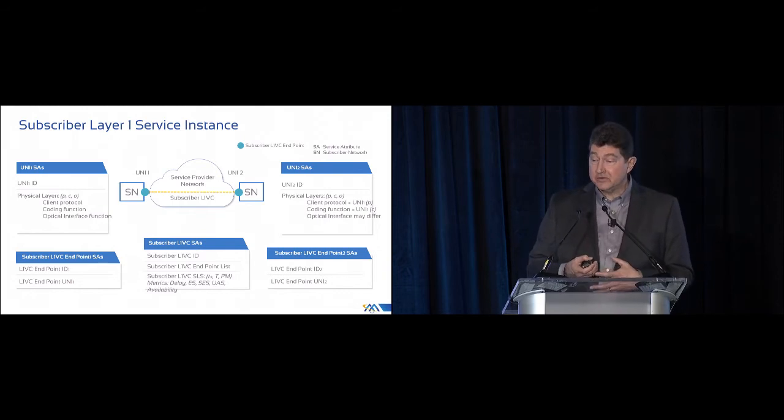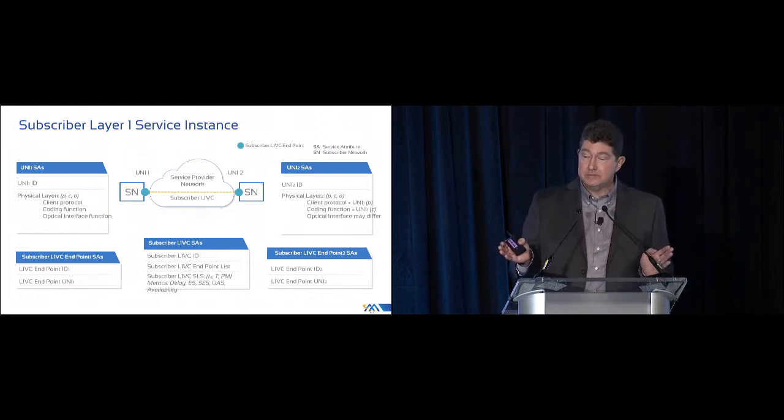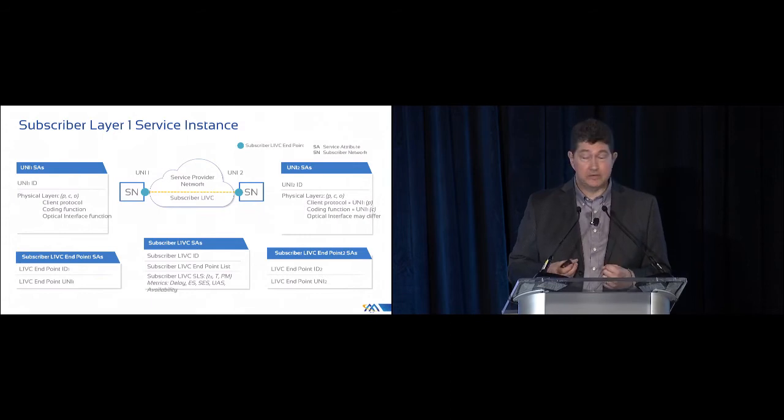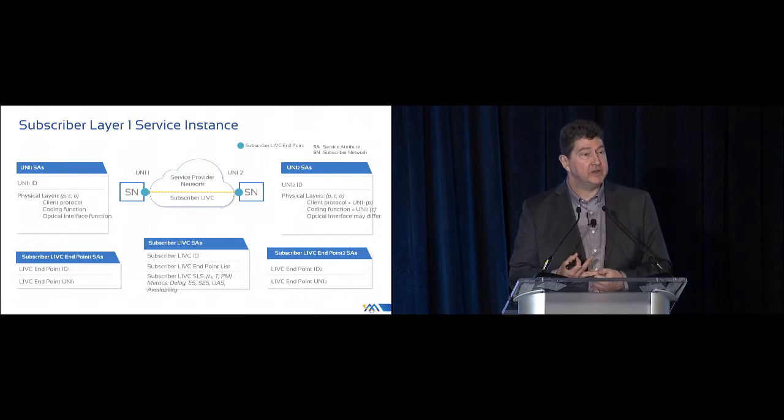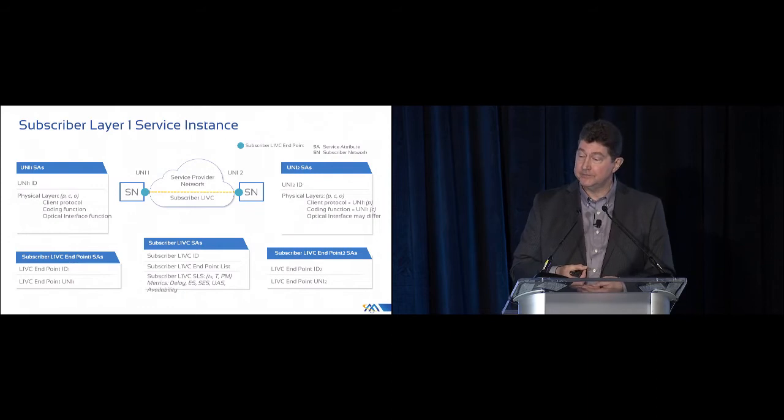So putting that into a picture, at the left and the right upper sides there, we have the UNI Service Attributes. So there's the UNI identifier. The key one being the physical layer, which is described by a 3-tuple, where you spell out the client protocol, like Ethernet, what the coding function is, like 8B/10B, and the optical interface function that you need, like short reach or long reach optics. Then at the far end, at UNI 2, the client protocol and coding function have to match, but you can use a different optical plugin for the reach that you need.